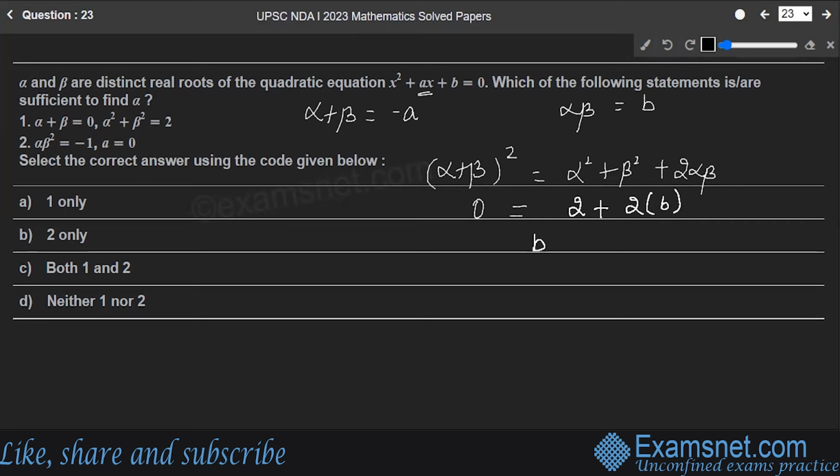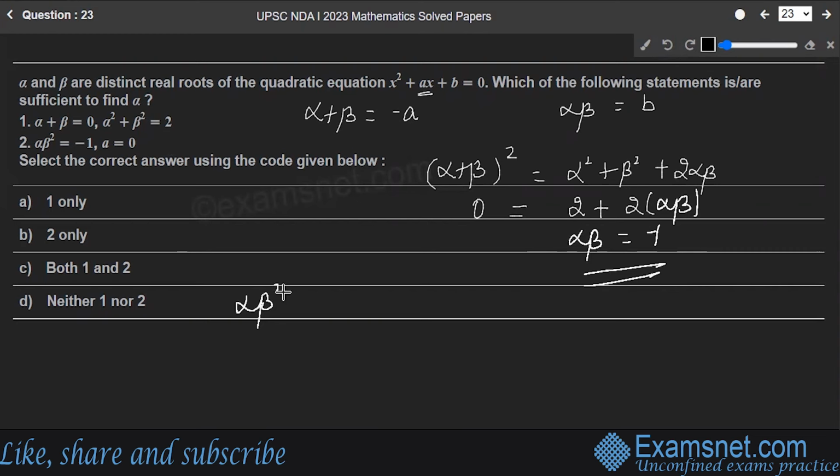Okay, which makes b is equal to minus 1. I'll not go for this because I need to find out alpha beta now. So I will just stop here only at alpha beta, which makes alpha beta equal to minus 1. But we need to find out alpha only. Let's go for the second statement.